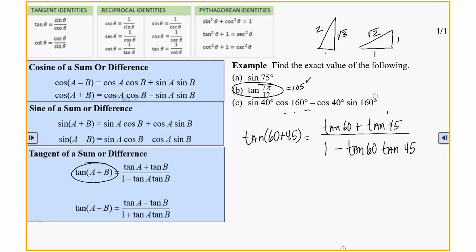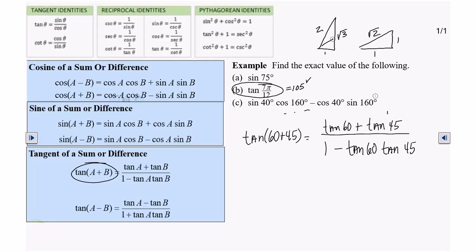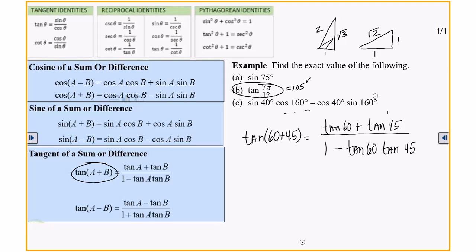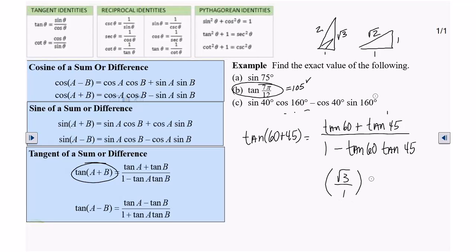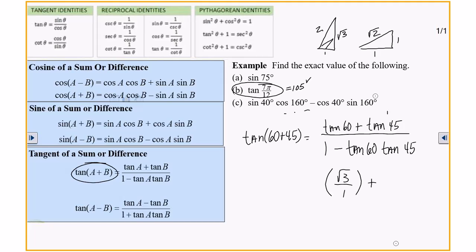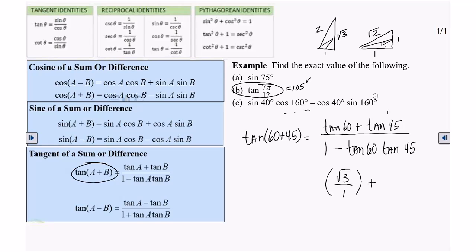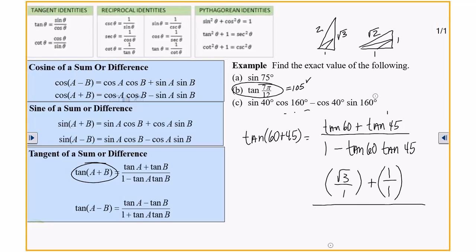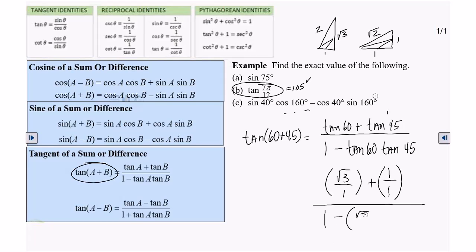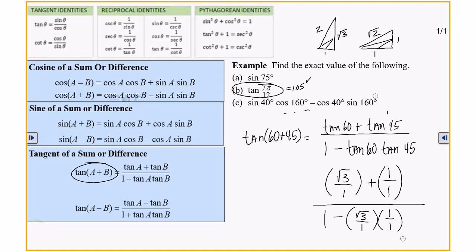All right, tangent 45 plus tangent 60. Tangent of 60 is the square root of 3 over 1, plus the tangent of 45, 1 over 1, over 1 minus parentheses square root of 3 over 1 times 1 over 1. Y'all check me.